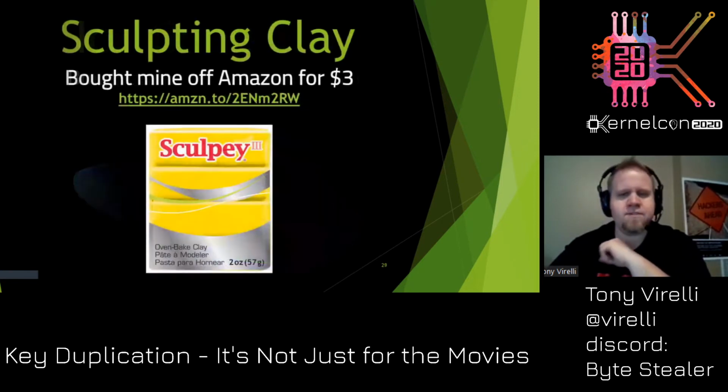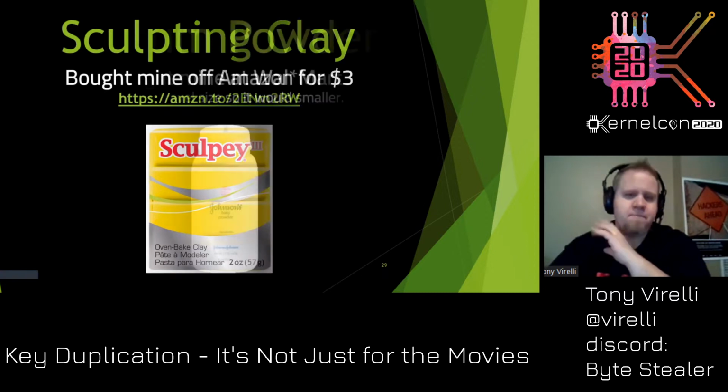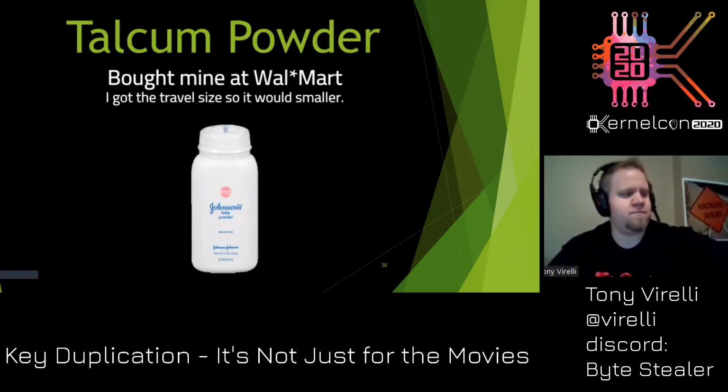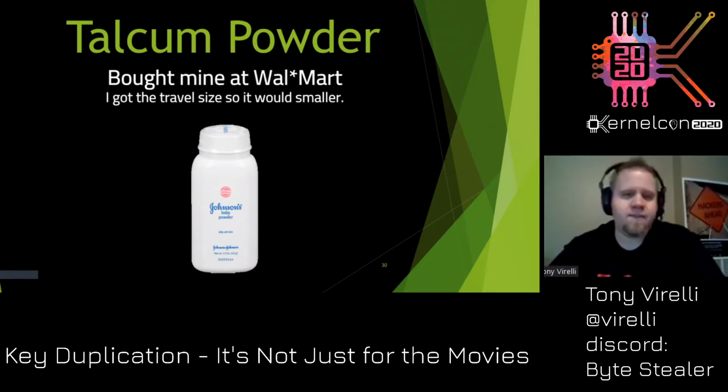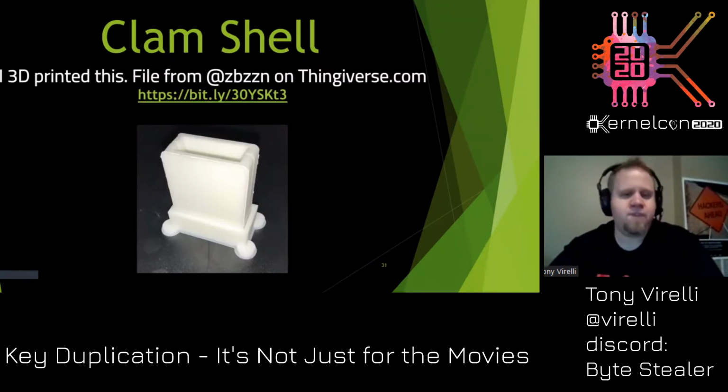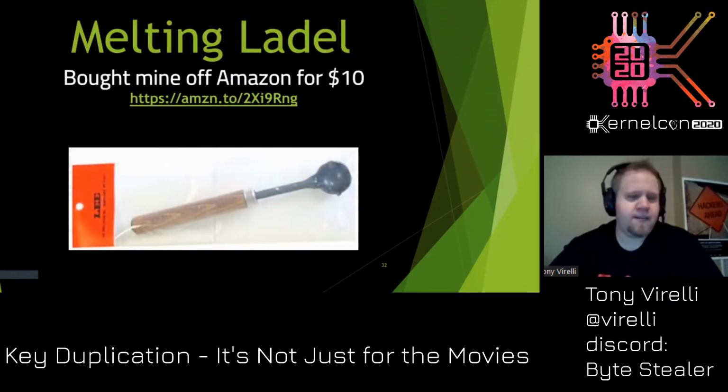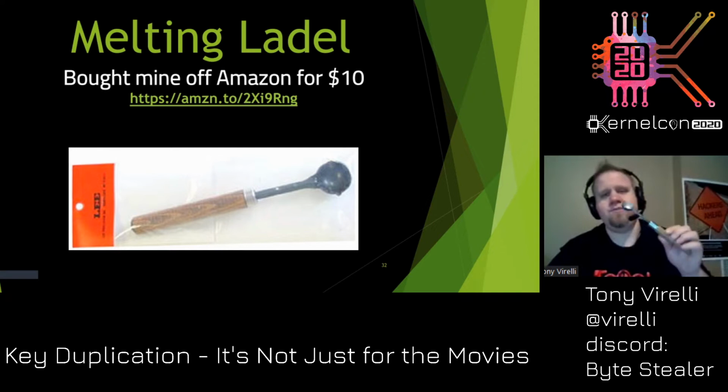You're going to need some sculpting clay, some talcum powder, baby powder. I buy a little travel size one, just like this, because it fits into a bag. And then a clamshell, which you can download off Thingiverse for free and print yourself. And then you're going to need a melting ladle. And this is just a little ladle that allows you to melt the metal and pour it easily.